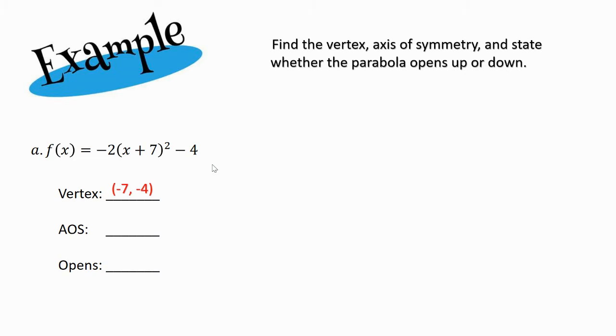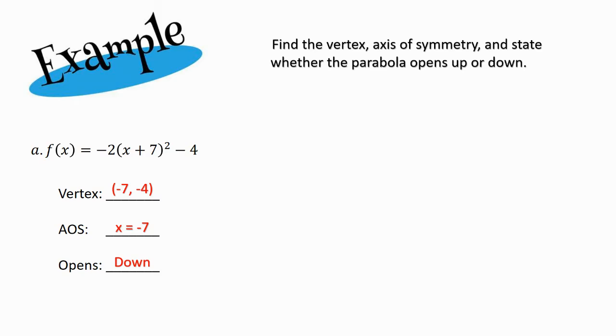And if I know that the vertex is negative 7, negative 4, I know the axis of symmetry is going to be x equals the x value. So that's x equals negative 7. And then by looking at the a, it's a negative 2. That means it's going to open downward.